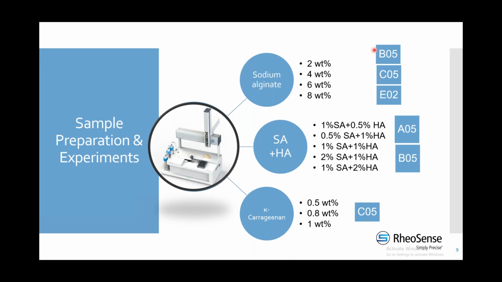For the second set of our experiments, we blended sodium alginate with hyaluronic acid and prepared 5 different combinations and measured viscosity using AO5 and BO5 chips. And for the third set of our experiments, we examined Carrageenan as it shows interesting rheological and biological properties. Despite the interesting properties of Carrageenan hydrogels, they have not been explored very much for 3D printing applications. So in this work, we aim to show you its rheological properties at different concentrations.